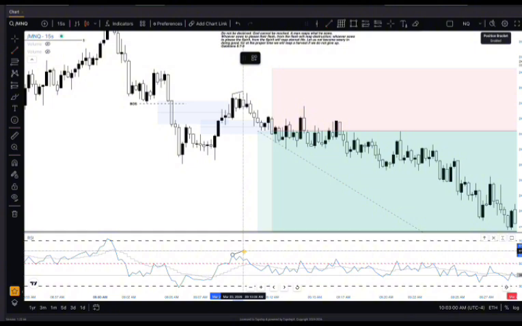Let's look on the 1-minute. So there's a break of structure, fair value gap, fair value gap. No, that's just a pullback. That should be just a pullback. I'm going to move it below this highlighted area. And that's it for tonight. Thank you.